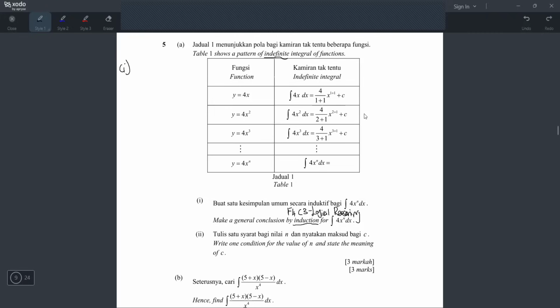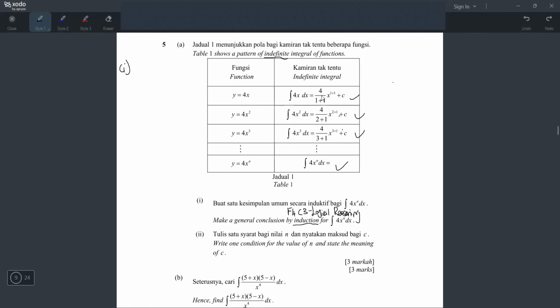Inductive means they give you specific premises and you have to make a general formula. But deductive means they will give you the formula first. It means premise one will be the general one, the general formula, and then only they will give you some specific statements. All right. So I repeat one more time.